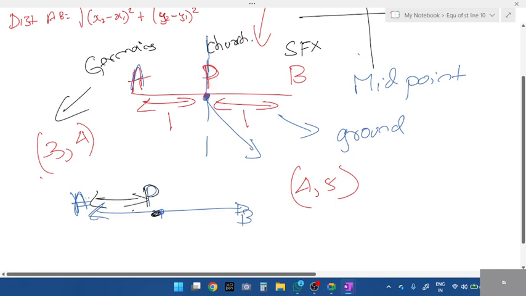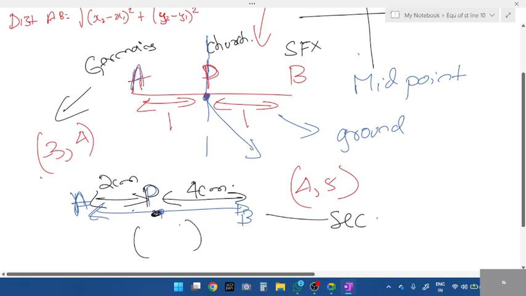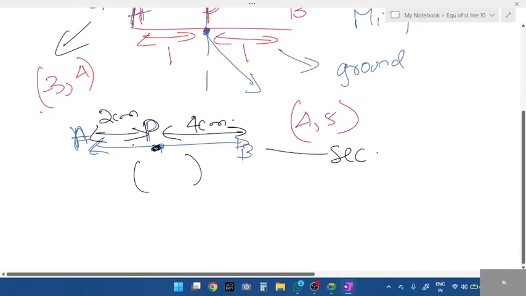So if it is just beside the Germans, imagine it is 2 centimeters. From church to SFX, it is 4 centimeters. The length is greater. So this is the concept of section formula. In between Germans and SFX, there is a church. We need to find the point of the church in the map. Okay, not exactly on the road. In the map, we need to find the location of the church.